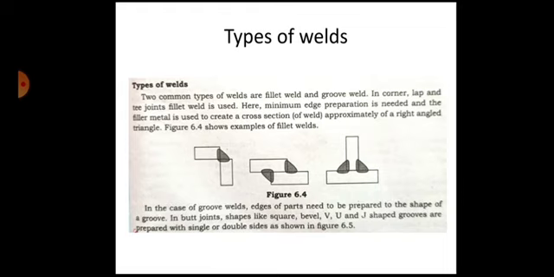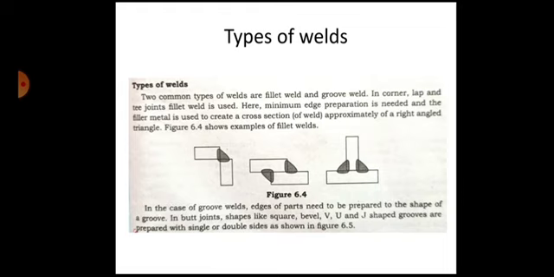In corner, lap and T joints, fillet weld is used. That is, fillet welds are mostly used in corner, lap and T joints. Here, a minimum edge preparation is needed, and the filler metal is used to create a cross section approximately of a right angle triangle.